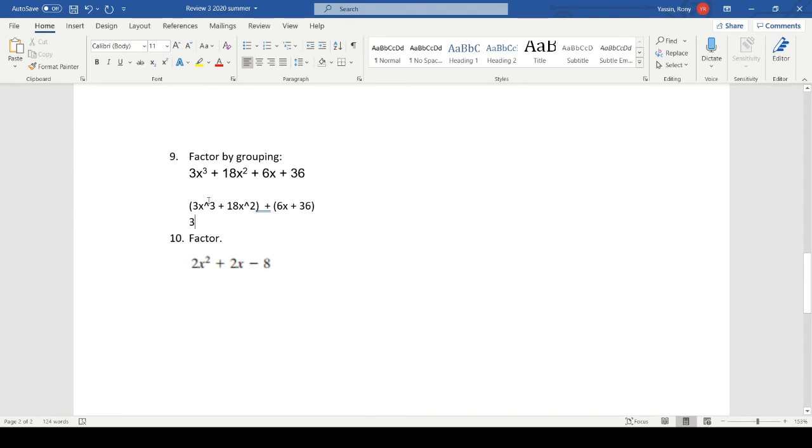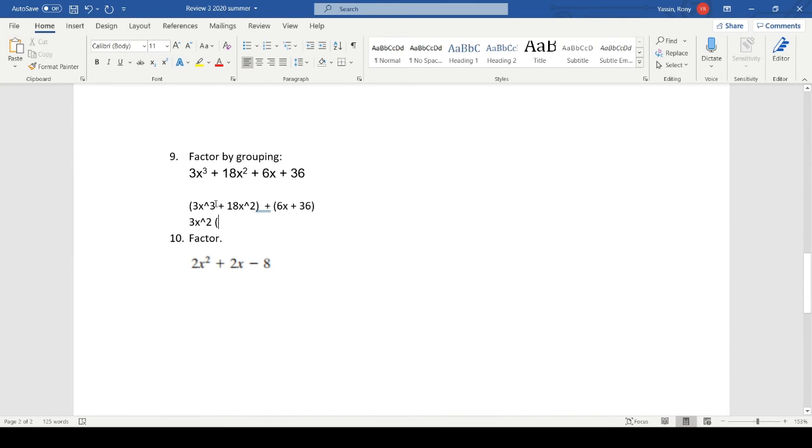Now let's look at the variables. So x to the third and x squared. Well, the greatest common factor between the variables would just be x squared. So let's write that there. Okay, so now we have what's left in the parentheses.